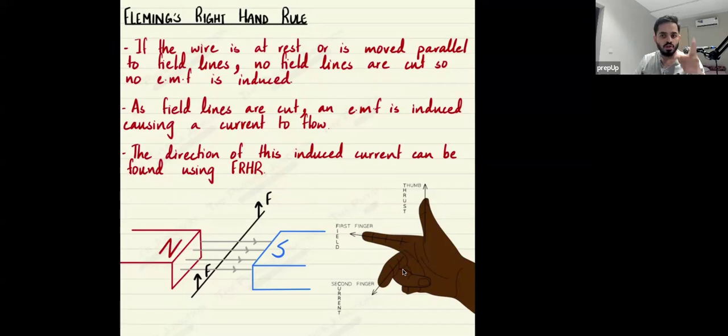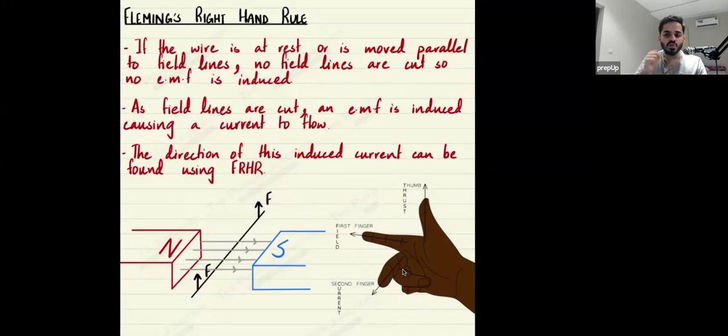Again, let me do this. You know field, you know current, and you want to find the direction of the thumb, which is the force. You use the right hand rule in an entirely different scenario. This time you still know the field, but you also know the direction of the thumb, which is how this conductor is moved, and that's when you find the direction of the current.